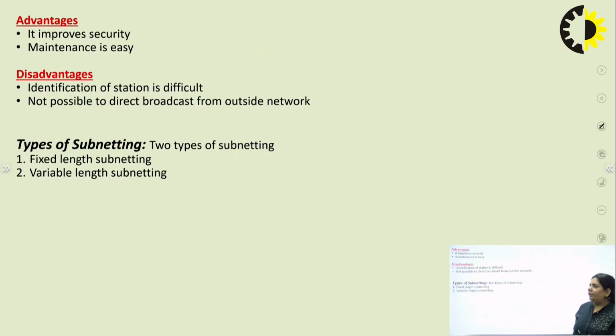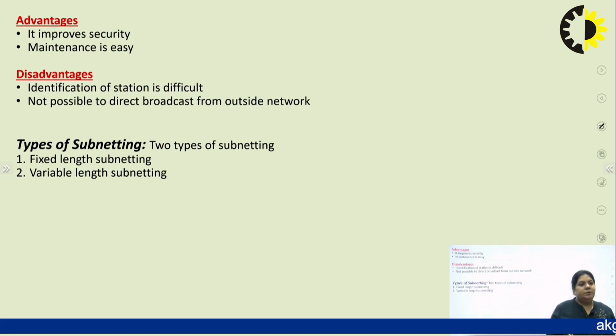So here are some advantages of subnetting. First one is, it improves security. If a third party or different departments are there, the organization wants to maintain some security between these departments, and it can be done by subnetting. Another one is, maintenance is easy. If there are millions of hosts, millions of PCs and millions of IP addresses in an organization, managing those IP addresses in bulk is a very complex task. By dividing the network into sub networks, it is easy to maintain those networks.